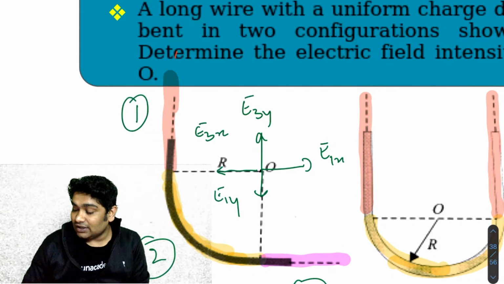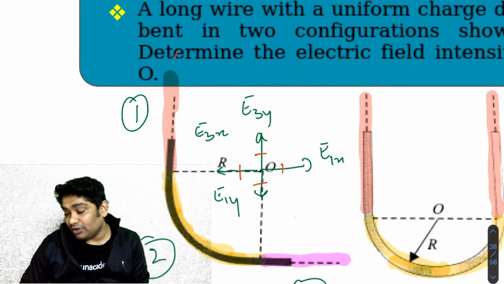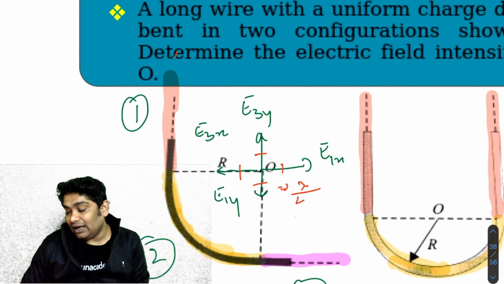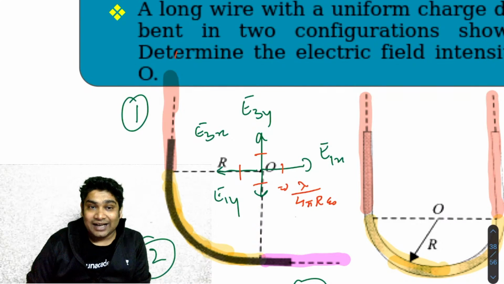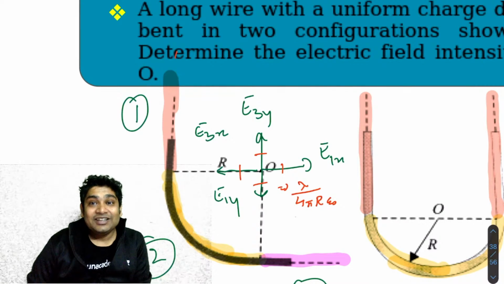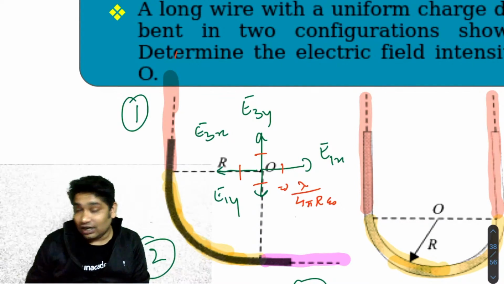हाँ, ये इसको cancel कर देगा, ये इसको cancel कर देगा. वही lambda भी same है, r भी same है. So both the components, any of these components would have had lambda over 4 pi epsilon naught r as the magnitude. These four are cancelling each other out. So all I need to do is figure out the electric field due to that quarter circular arc.